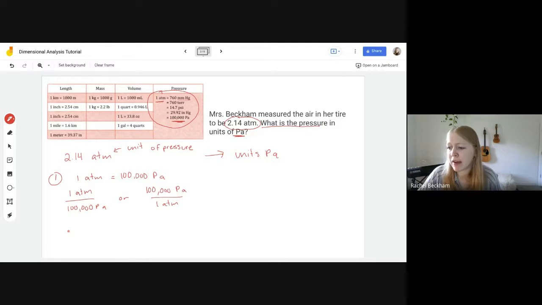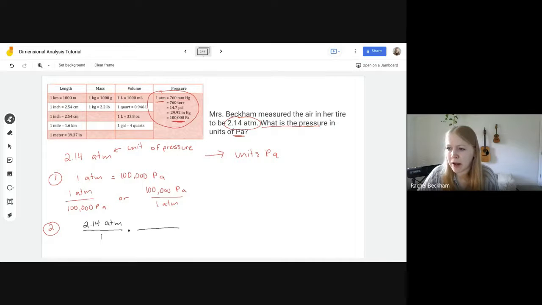So when I'm doing my conversion, this is kind of the second step. I'm going to write down what I started with. So what did I start with? I started with 2.14 atm, and I'm just going to put it over 1 because it helps us do the problem a little bit easier. So you write down what you start with, and then you put it over 1, and then we're going to multiply. And we're going to do another fraction line.